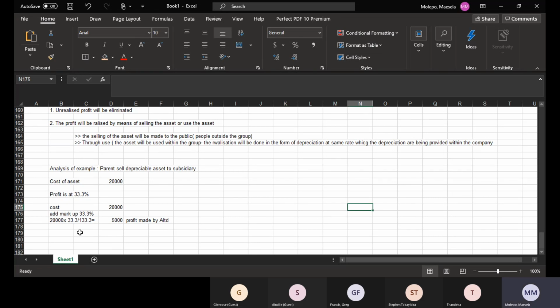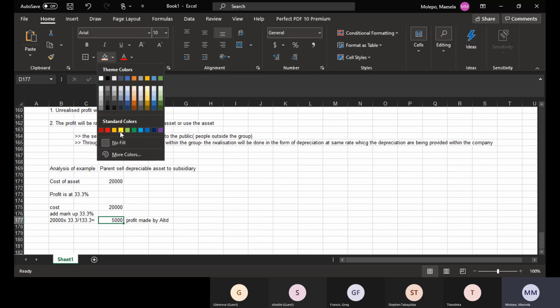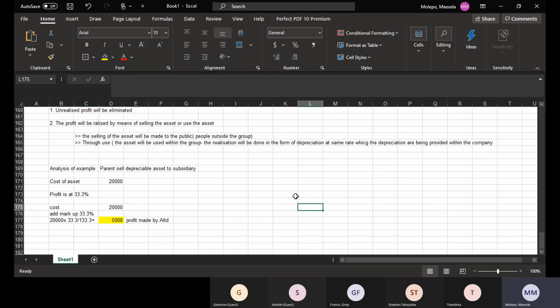Then we're gonna say 20,000. So the 5,000 is the profit realized. Now is the one which we're gonna be tackling here. We were told that this asset will be realized through the use. So the usage means that profit will be realized when the asset is being used in the group. They purchased the asset last year, and now we have to account for the current year.